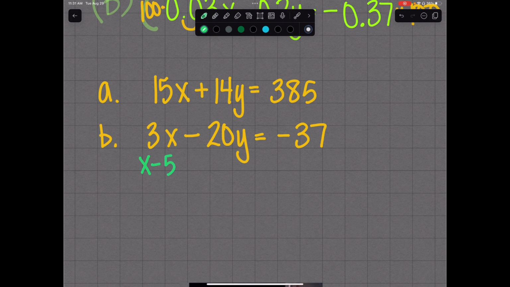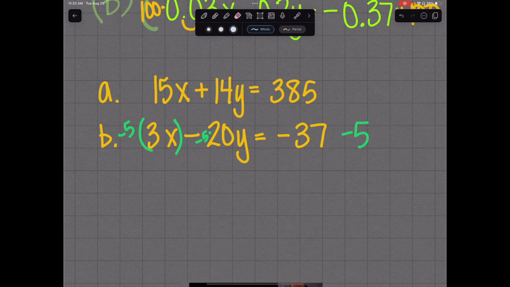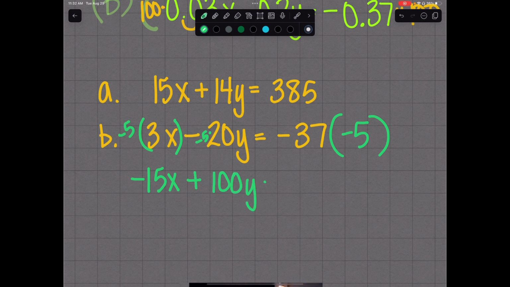whoops, I made it look like an x, but I don't. I just want to multiply it by negative 5. Negative 5 there, and times negative 5. I don't like how that looks because it makes it confusing because there's another x there. So that changes that bottom equation to negative 15x plus 100y equals 185.